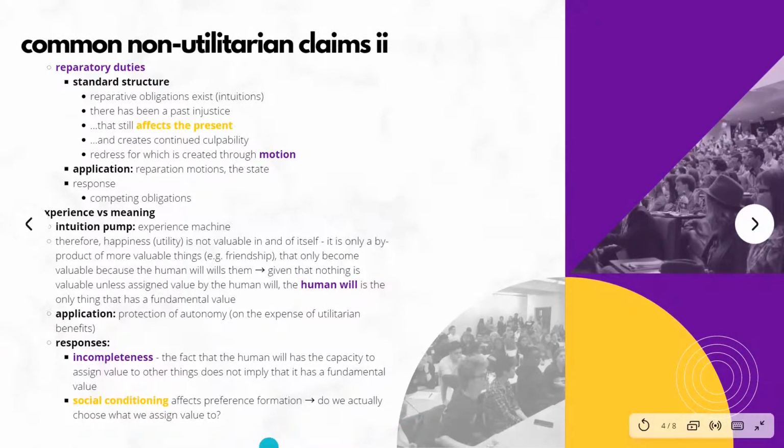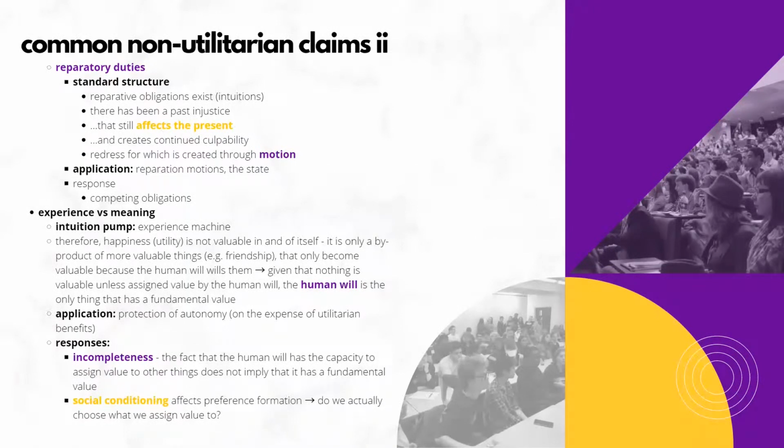First, using an intuition pump like the one I gave, you establish that reparative obligations exist, that when wrongs are done, we ought to take action to correct them. Secondly, you establish that in the past, there has been some injustice that is akin to the thought experiment you've given. Thirdly, you might claim that that injustice still affects the present. That is, that the effects of that injustice are still being felt today. And finally, that the fact that this affects the present creates continued culpability for which you can reach redress through the motion.